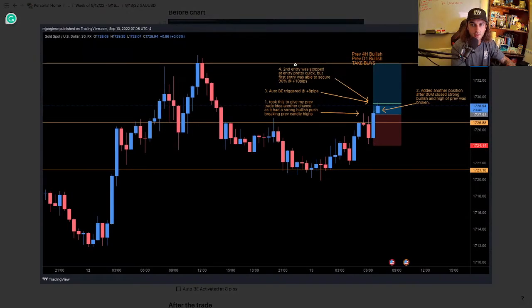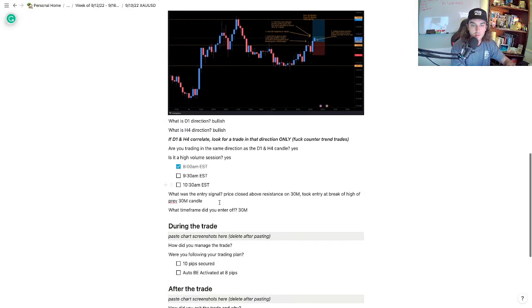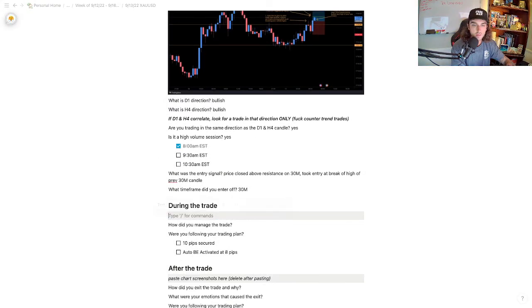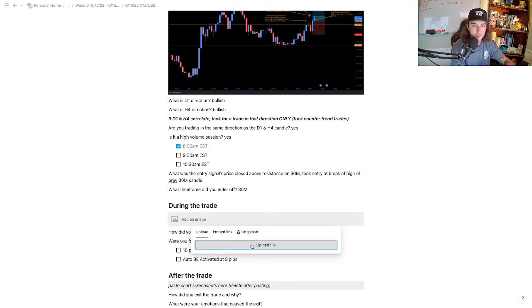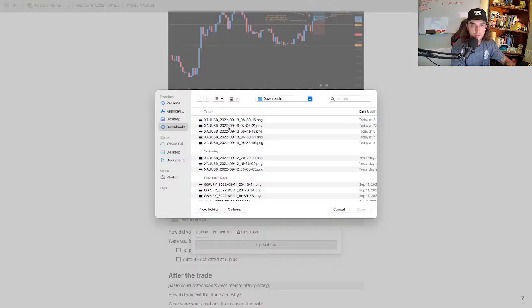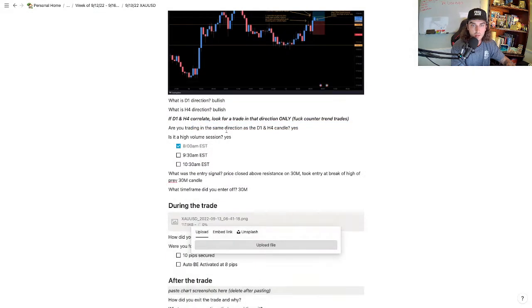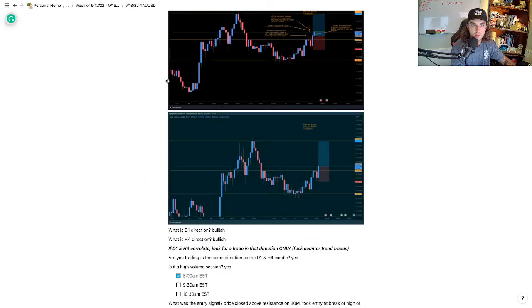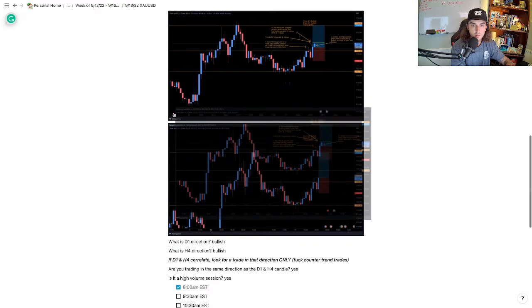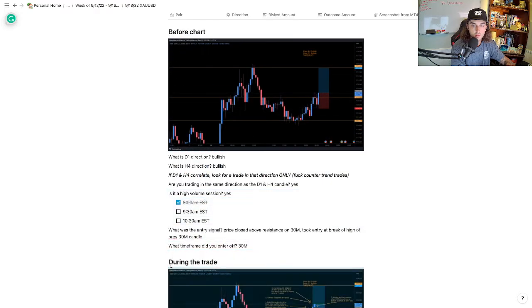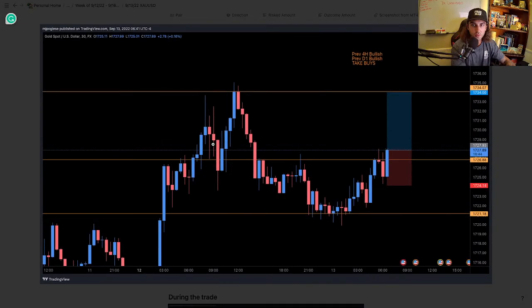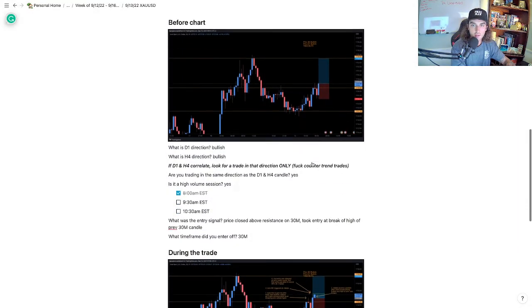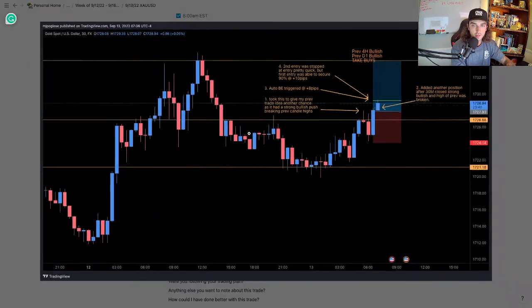During the trade, what happened during the trade. This is actually a during the trade screenshot, not a before trade. But anyways, you get the point. So let's see, during the trade, I think this might be before. Yeah, this is before. So what we'll do is we'll just move this. Okay, cool. So now we have before the trade, and as you can see my notes on the chart, then we have during the trade.